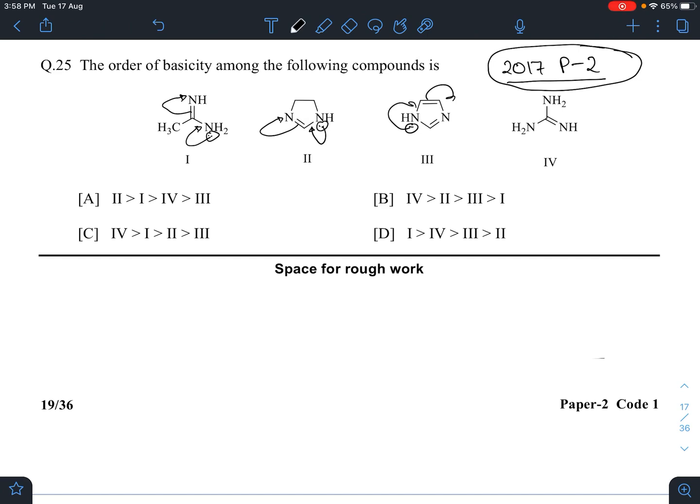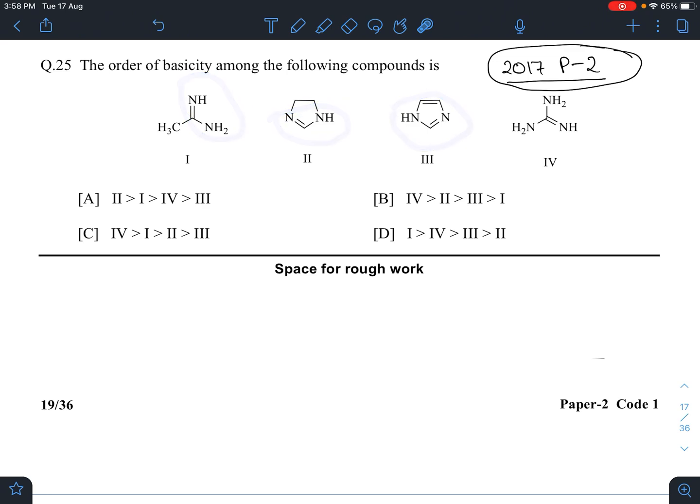Today I am going to discuss one more problem in the series of previous year IIT JEE questions. This question I have taken is from the previous year JEE 2017 Paper 2. It says: the order of basicity among the following compounds is. Now, if you look at the compounds, interestingly, there is more than one nitrogen present in all of them, right?